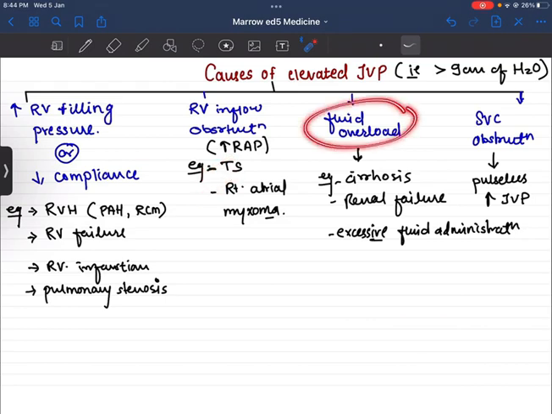Third is due to fluid overload. Examples are cirrhosis, renal failure, and excessive fluid administration. Then there is SVC obstruction, the last cause, which causes a pulseless increase in the JVP.